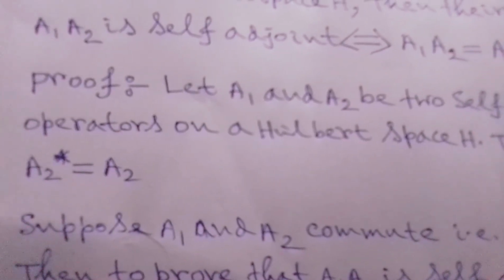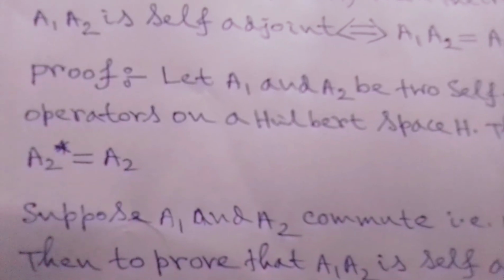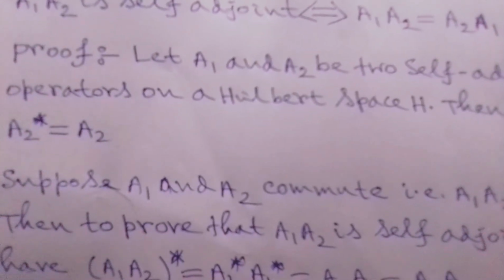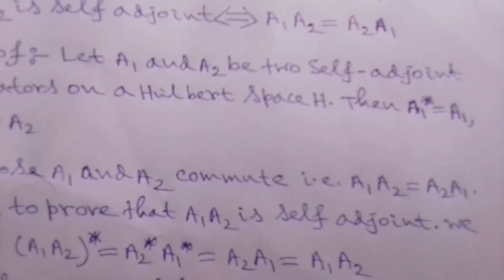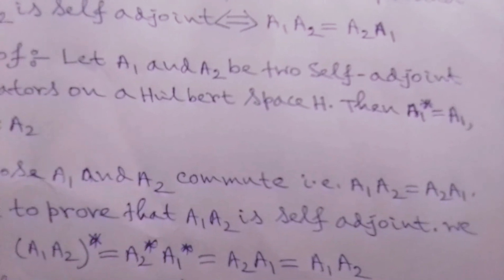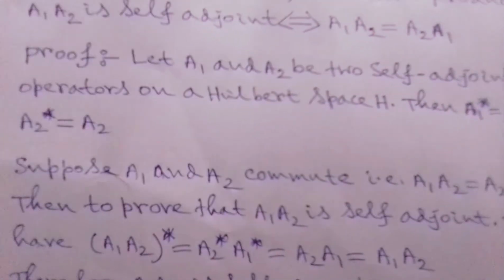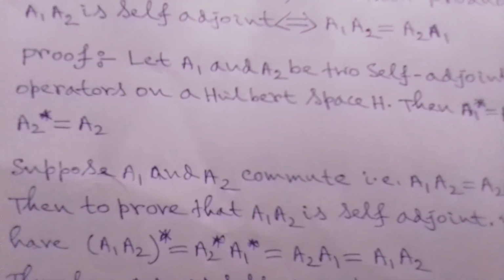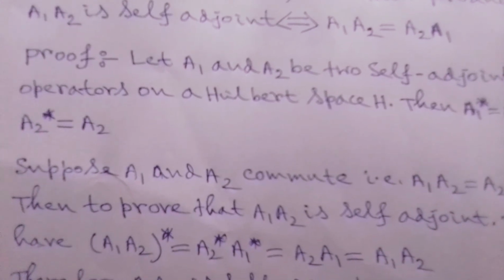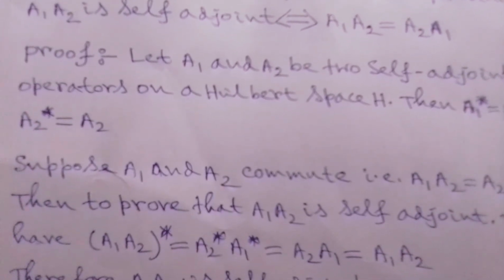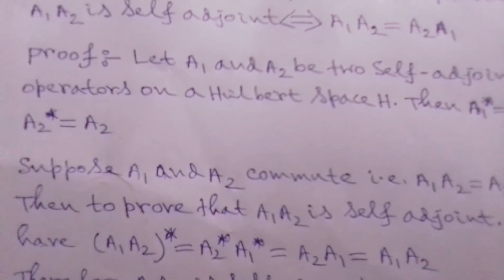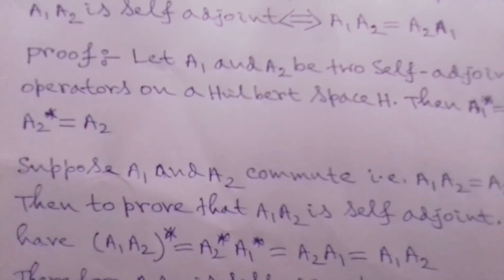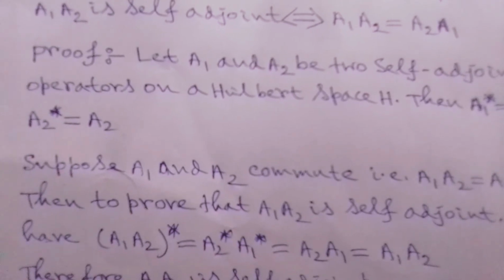If we consider that A1 and A2 are two self-adjoint operators on a Hilbert space H, then we can say A1 star is equal to A1 and A2 star is equal to A2. This is our result for self-adjoint operators on Hilbert spaces, and we already know that a Hilbert space is a complex space in functional analysis, and we are using the properties of self-adjoint operators.